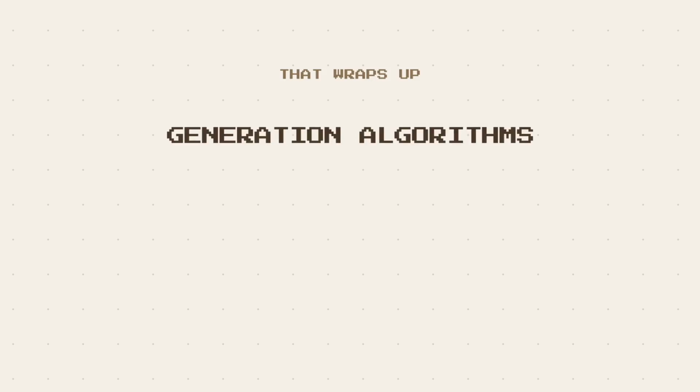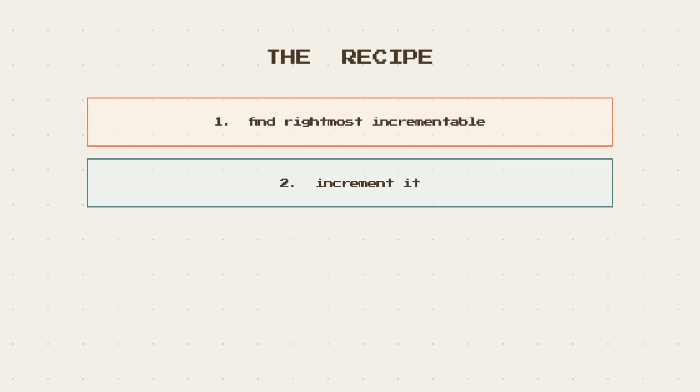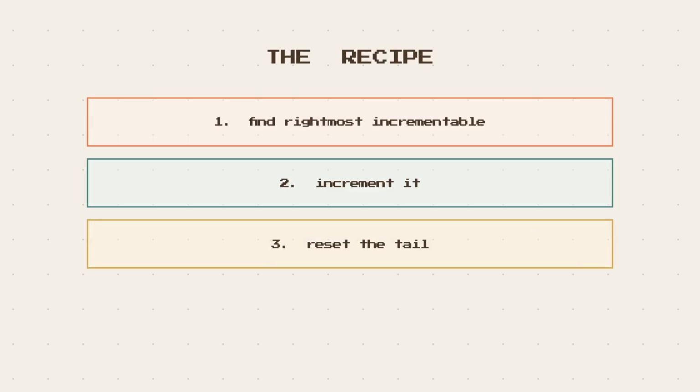Okay, so that wraps up the generation algorithms. We covered three algorithms. Now, they all have the same pattern, it's just that they have different objects. So, the unified pattern is very simple. You find the rightmost thing that can be incremented, right? The second step is you increment it. And the third step is you reset the tail, right? And that's the recipe for all three of them.